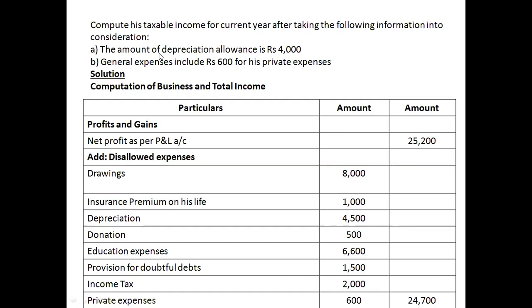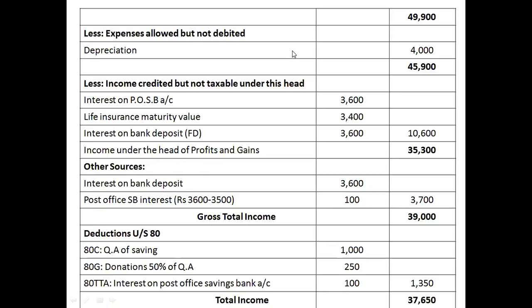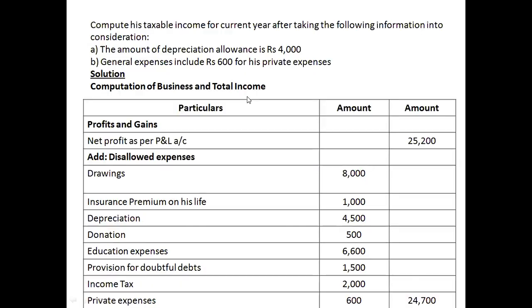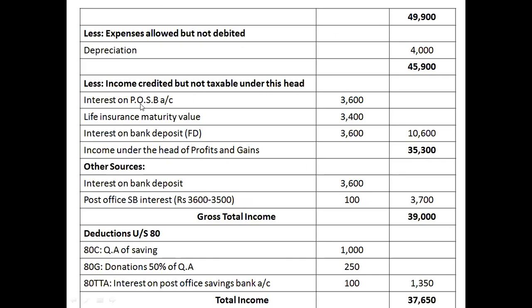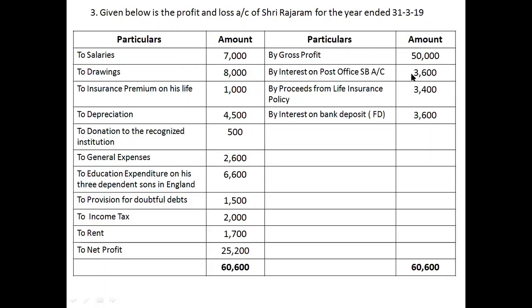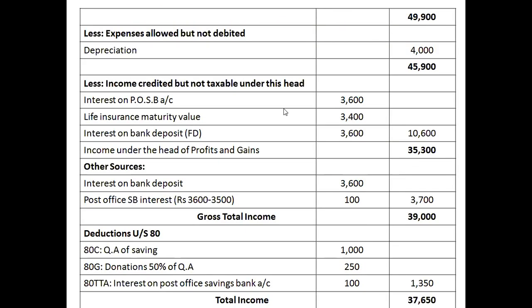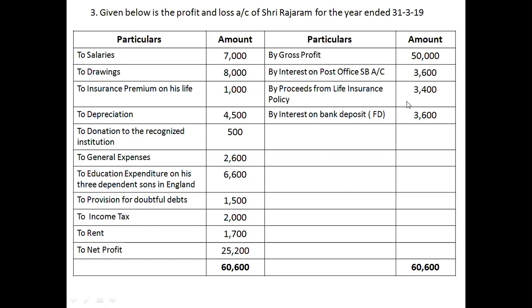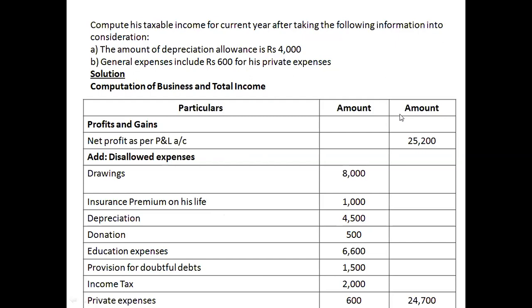The depreciation given in the adjustment is 4,000 rupees, which we are deducting. So 49,900 minus 4,000 gives 45,900. Now from this, less income credited but not taxable under this head, which is given on the credit side of the P&L account. Which items are mentioned here? Interest on post office savings bank account, 3,600, is non-business income, so it is income from other sources. Then we have proceeds of life insurance policy, 3,400, which has to be taken. Interest on bank deposit, 3,600.